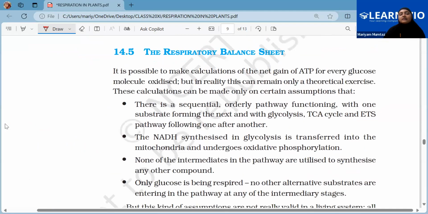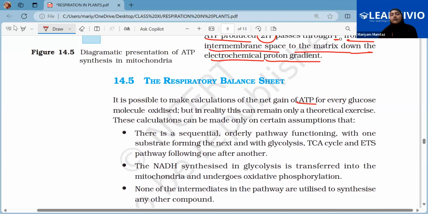Okay. Now we have the respiratory balance sheet. What we do in general when we make a balance sheet is put down the outputs, the inputs and everything. In the same way, when we calculate here, money is not the issue. Here the money is the ATP, because it is the energy currency. So in order to find out how much ATP is synthesized and how much is released, we make a respiratory balance sheet. For every glucose molecule oxidized, ATP is formed.